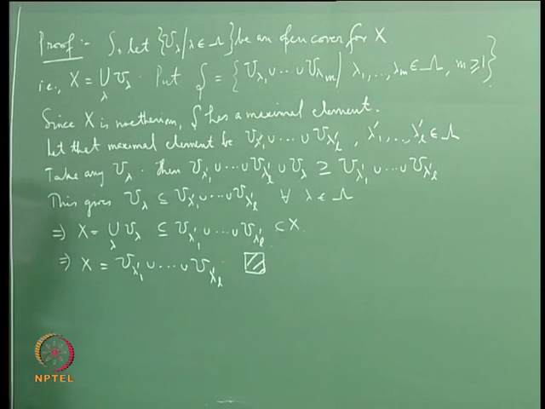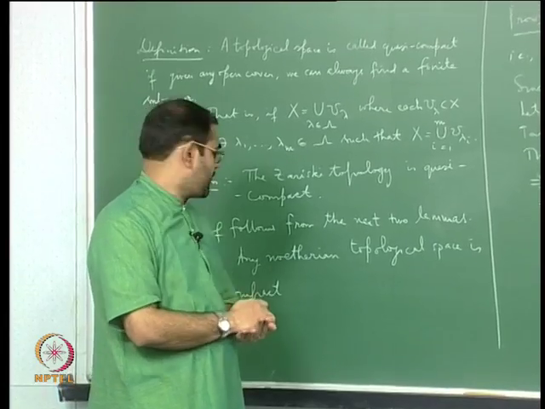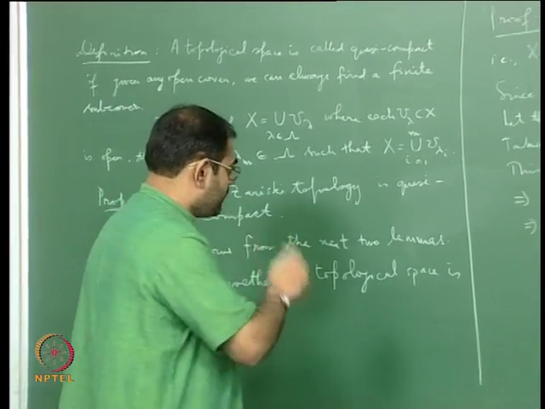That is the end of the proof. I have proved that there is a finite subcover. So this is how I get very easily that a noetherian topological space is always quasi compact. Now I will give you another lemma.